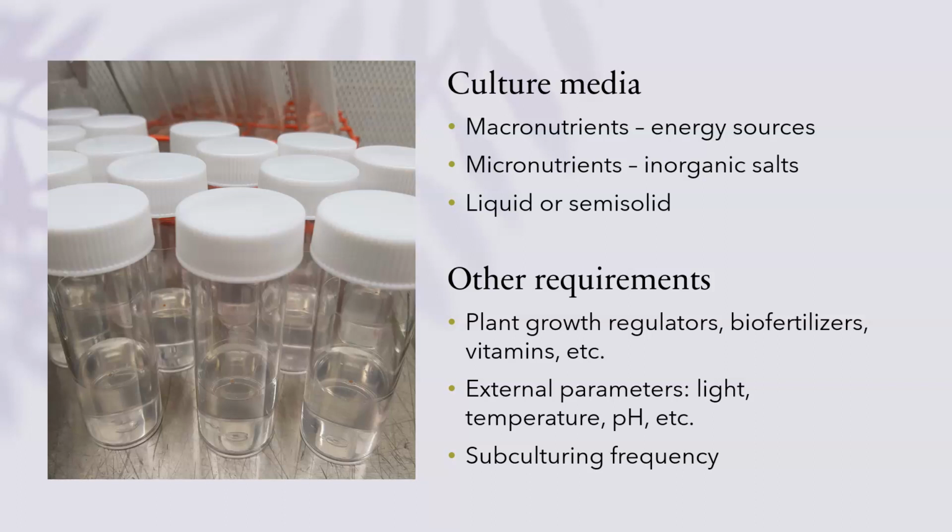Other requirements for plant tissue culture include growth regulators, biofertilizers and vitamins. External parameters such as light, temperature and pH, and subculturing frequency also play roles in successful tissue culture by supporting plant growth and tissue development.